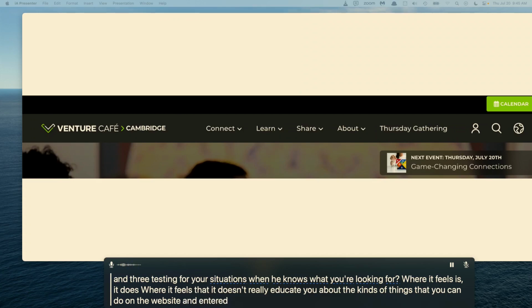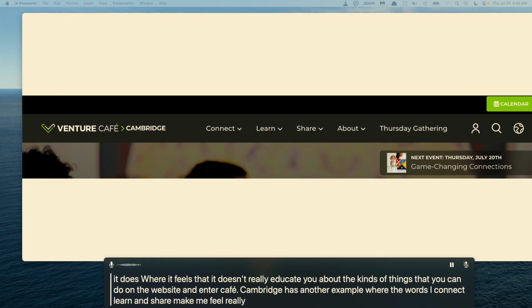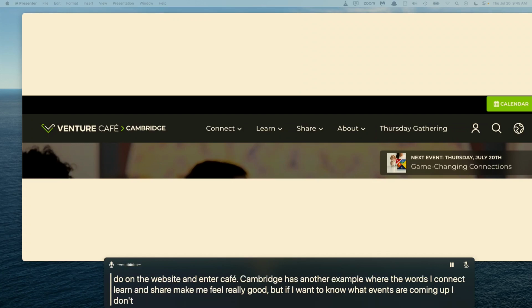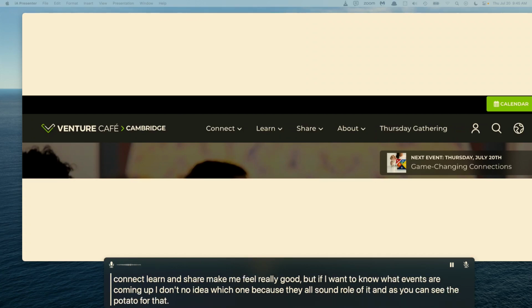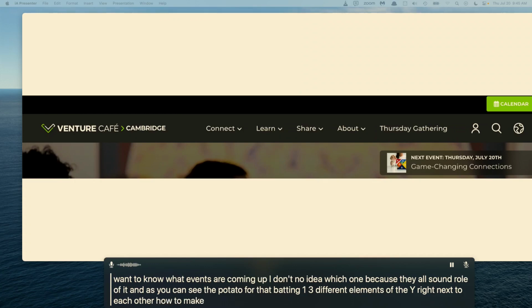And Venture Cafe Cambridge is another example where the words connect, learn, and share make me feel really good. But if I want to know what events are coming up, I have no idea which one to click on because they all sound relevant. And as you can see, they've compensated for that by adding not one, but three different elements of the UI right next to each other, all to make sure that people can find the upcoming events.